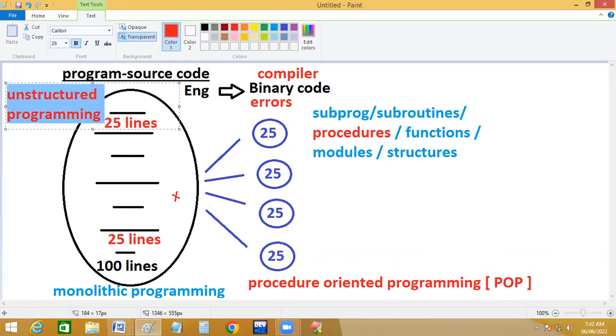In interview, they are asking the question, explain about structured and unstructured programming. Everyone listen. Indirectly, they're asking about which concept? Monolithic programming and POP concept. POP is called structured programming. Monolithic is called unstructured programming. Everybody clear? Next.